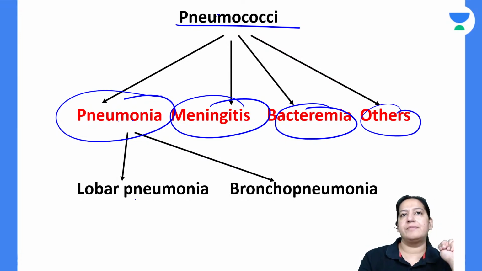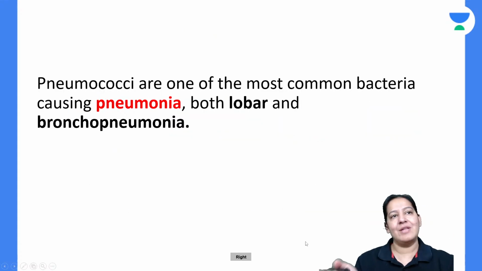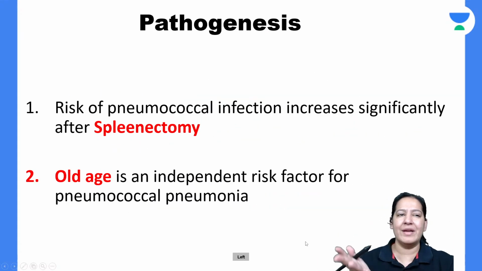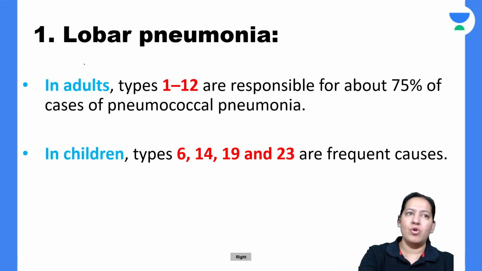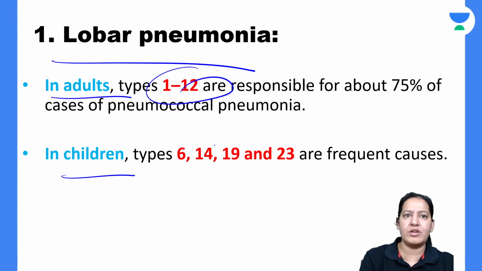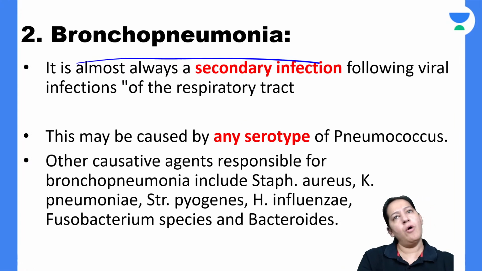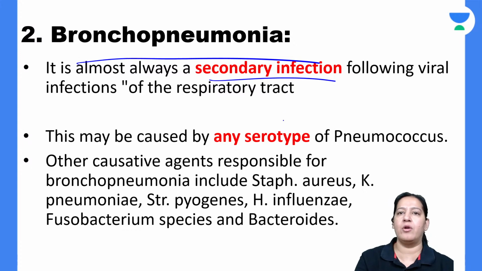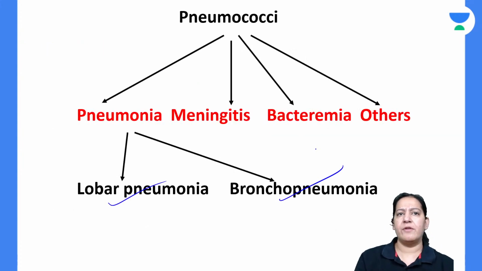Pneumonia, it causes 2 types of pneumonia: lobar pneumonia and lobular pneumonia or bronchopneumonia. That is the diseases that can be caused. Now I'm not going into detail. You may know what symptoms occur in each. Lobar pneumonia occurs in adults, though it can occur in children also. So which serotype is causing which pneumonia. Bronchopneumonia will be a secondary infection after a viral infection, and any serotype can produce bronchopneumonia, right? So those are the 2 types of pneumonia.